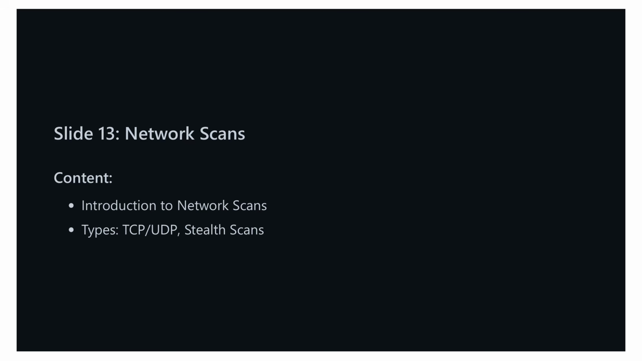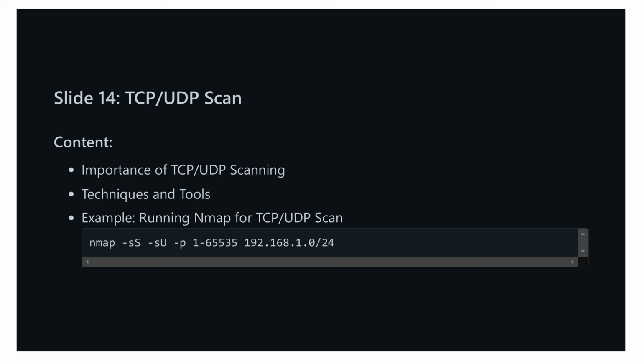In the next slide, we will dive deeper into TCP/UDP scans, exploring their importance, the techniques and tools available for conducting these scans, and provide a practical example using Nmap, a popular network scanning tool. The command shown in the slide will help you initiate a comprehensive TCP and UDP scan across a specified IP range. In the previous slide, we introduced the concept of network scans and discussed some basic types, namely TCP and UDP scans, as well as stealth scans.